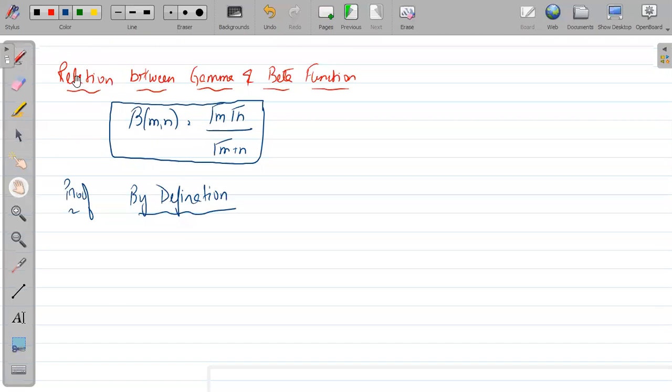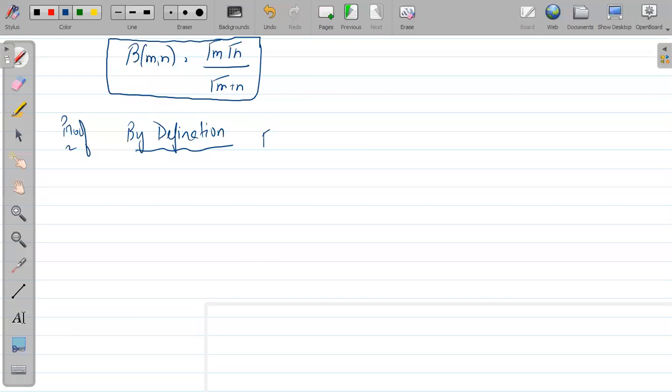By definition of the gamma function, I am writing here, gamma of n is what? Integral 0 to infinity e to the power minus x, x to the power n minus 1 dx. Okay, fine. Again, we are having one more definition. If you remember, there is one more definition. Let me write it down. Very, very important part I am writing here.